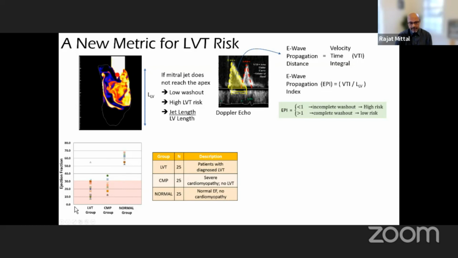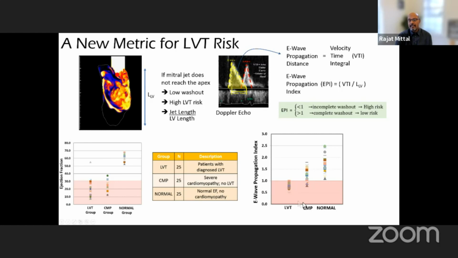We took all of these 75 patients and we computed the EPI for these patients by going to the database and extracting all this information. And this is what comes out when we apply the E-wave propagation index to the same set of patients. So amazingly, we were very, very pleased and excited to see that the E-wave propagation index actually provides a much, much better stratification.